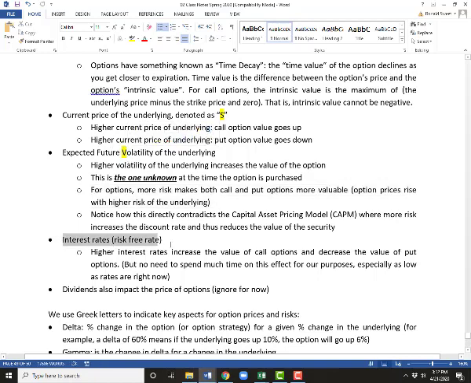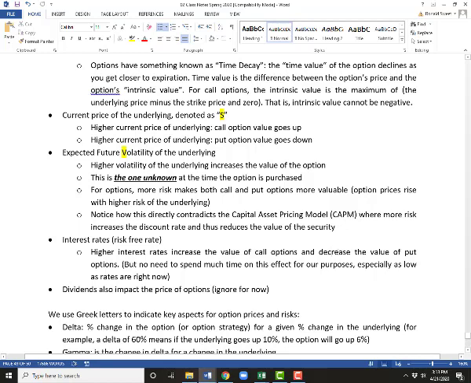And then interest rates are important. Higher interest rates increase the value of calls and decrease the value of puts. Now, why is that? I'm not real picky on this part. Right now, it's not that big of a deal because interest rates are so low, they have almost no impact. But when you buy an option, it's somewhat as an alternative to buying the stock itself. But it's a lot cheaper to buy the option than it is to buy the underlying security. And so you're less cash out the door. So higher interest rates increases the value of that option because you don't have to put as much money out the door.